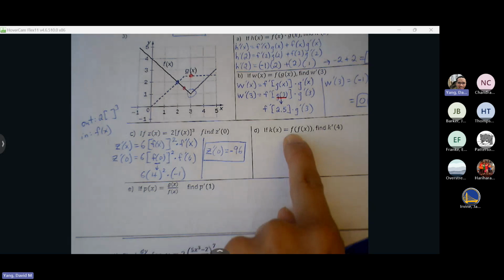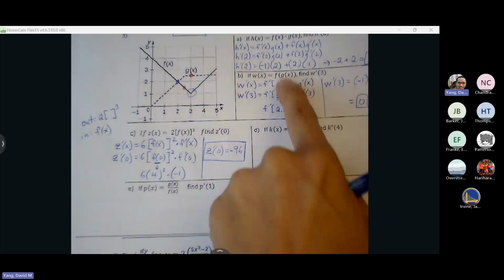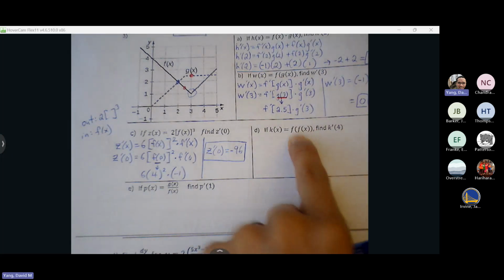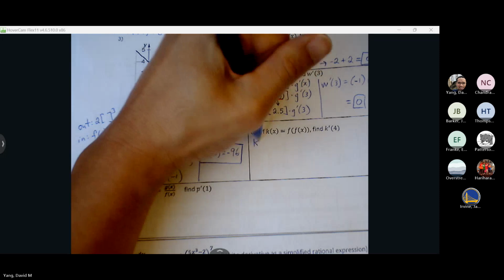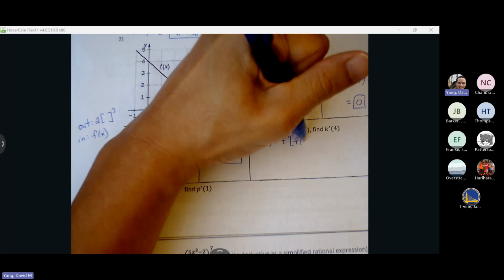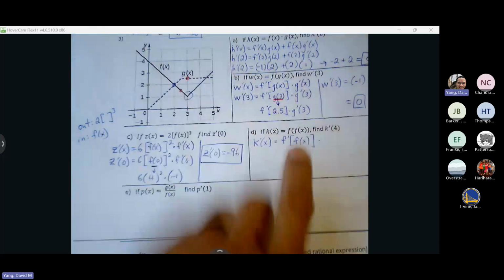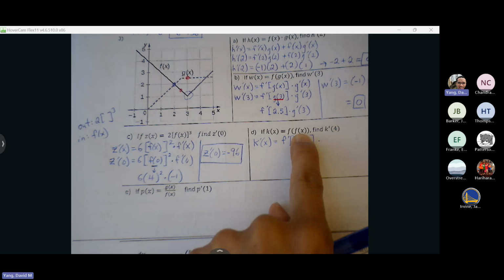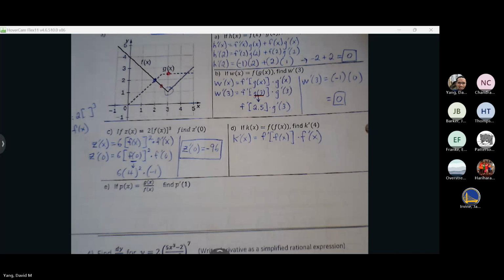Part D, k of x equals f of f of x. So f is the outside, f is the inside. This is clearly another chain rule. So we'll go through the process again. So outside's derivative, so it's f prime of f of x. That takes care of the outside's derivative. The inside's derivative is also f, so f becomes f prime. Everybody okay with chain rule there? All right, every x gets replaced with 4.